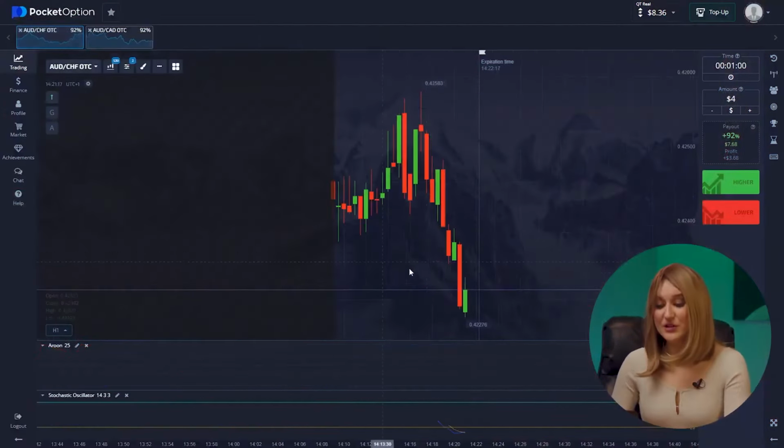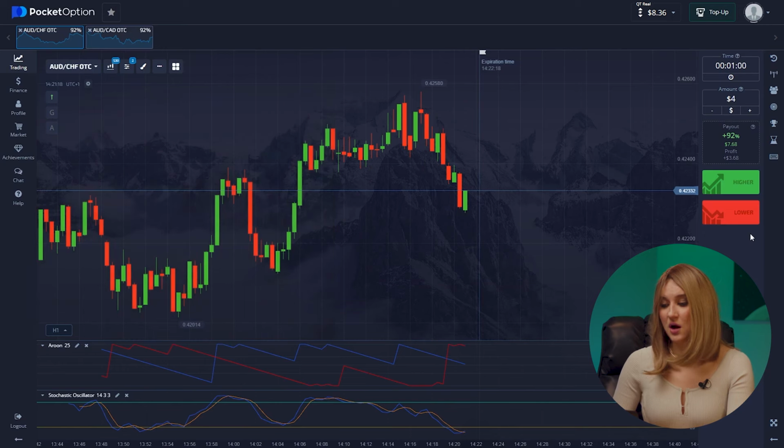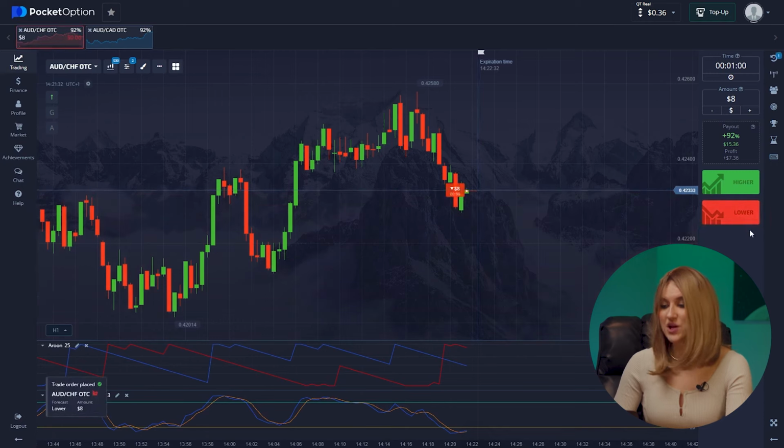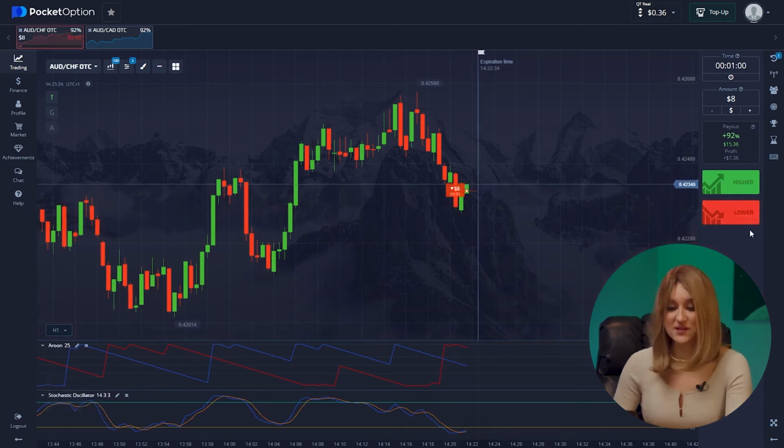Let's return to our first pair and see what's changed. Well, let's double up and confidently hit lower. Stochastic helped me here again. I saw a sharp drop on the chart, which made the decision clear.